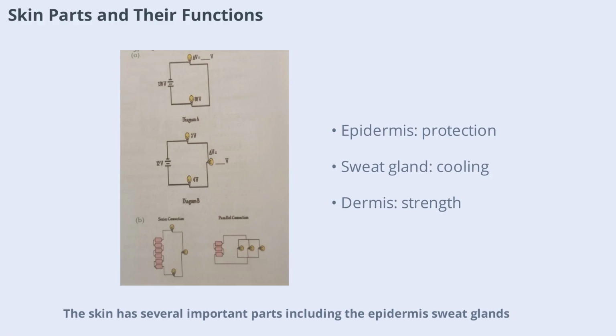Skin has several important parts, including the epidermis, sweat glands, and dermis. The epidermis protects the body, sweat glands help regulate temperature, and the dermis provides strength and elasticity. Being able to identify and explain the function of each part is essential for both health and science exams. Practice labeling diagrams and describing each part's role in maintaining health.